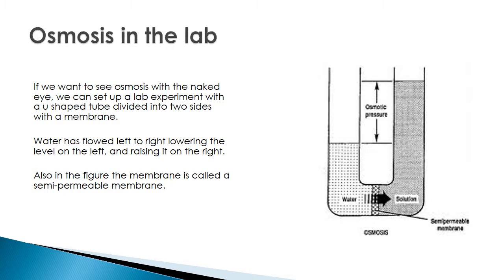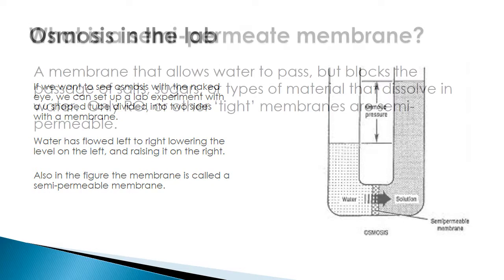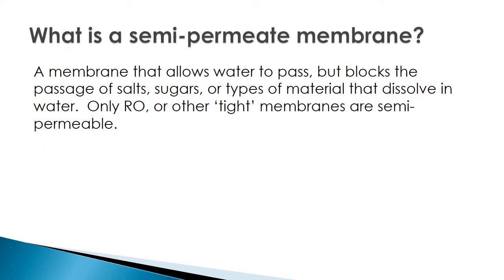If we want to see osmosis with the naked eye, we can set up a lab experiment with a U-shaped tube divided into two sides with a membrane. Water has flowed left to right, lowering the level on the left and raising it on the right. Also in the figure, the membrane is called a semi-permeable membrane. A membrane that allows water to pass but blocks the passage of salts, sugars, or other types of material that dissolve in water. Only RO or other type membranes are semi-permeable.